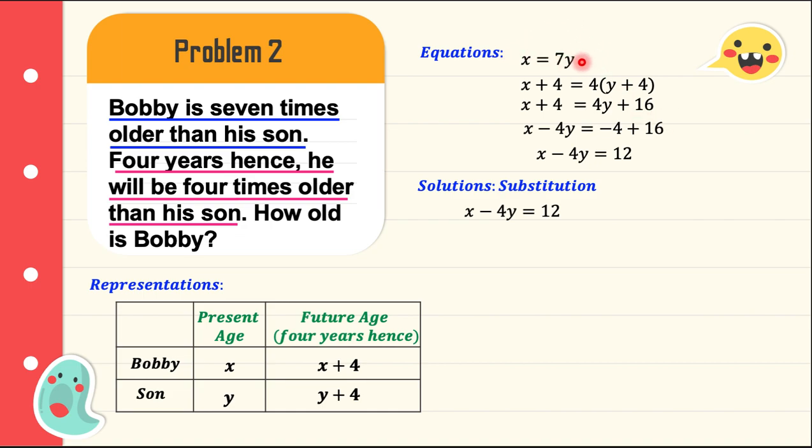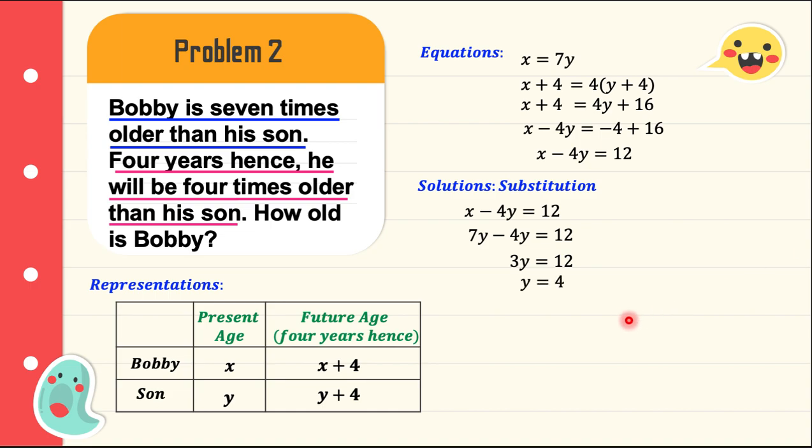Because again, on the first equation, the value of x is 7y. So in short, I can change x and make it 7y, and then just copy the rest: minus 4y equals 12. Simplify: 7y minus 4y, the answer is 3y. Dividing both sides of the equation by 3, the value of y is 4.